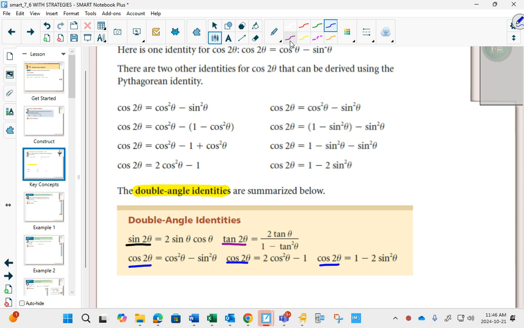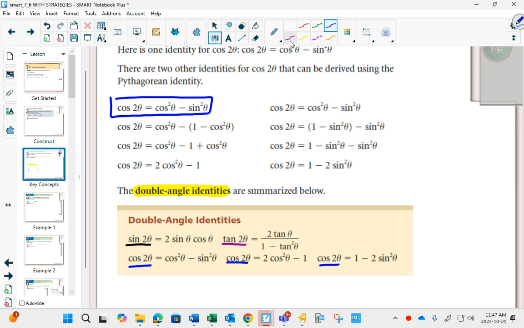And all three of them are equal to cos 2 theta. And actually, all three of them are the same, you just rewrite one as something else. So for example, and they have this written right above, here is one of the formulas for cos 2 theta.